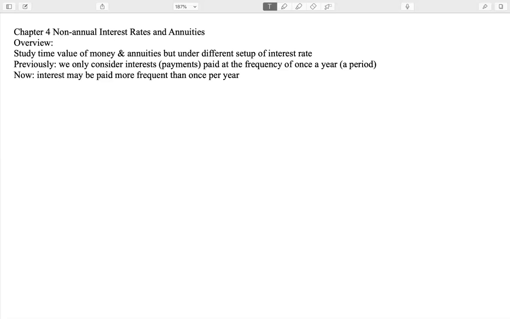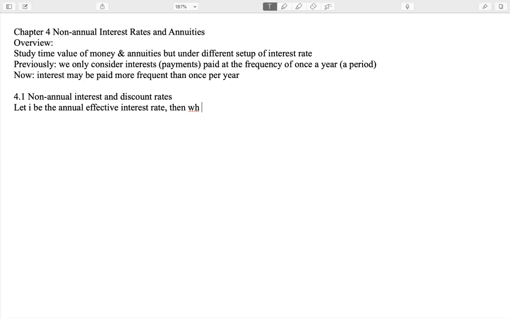We will start with something relatively easy. We begin with 4.1, non-annual interest and discount rates. Of course, we will start with the standard interest rate. Let's recap what we already studied. In the previous study, we always let i be the annual effective interest rate. The keyword is effective.